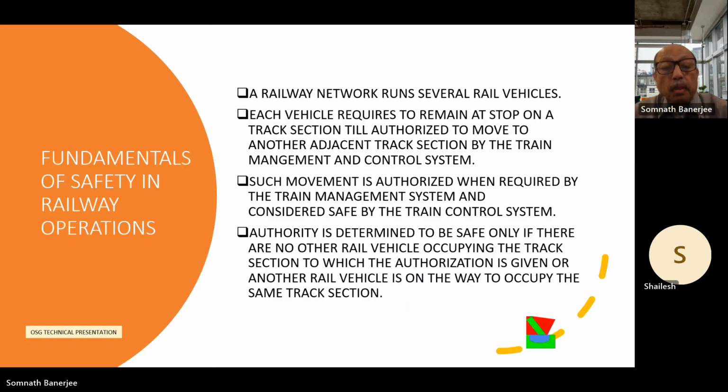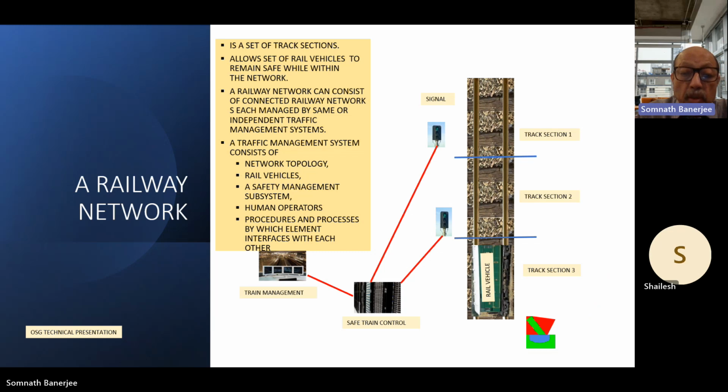Now, a railway network runs several rail vehicles, obviously, because that is the main purpose. Each rail vehicle requires to remain stopped on a track section unless it is authorized to move to another adjacent track section. So if we go to the previous slide, this train cannot move into this section unless the authority is provided through this signal, which comes from the safe train control system.